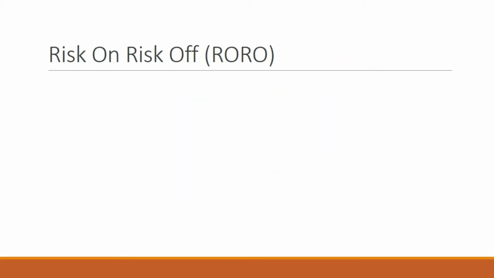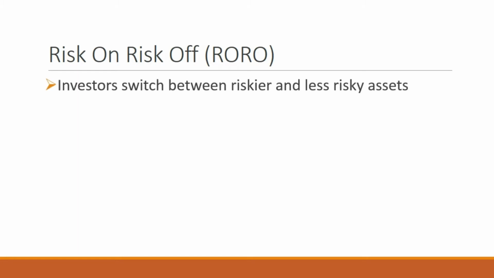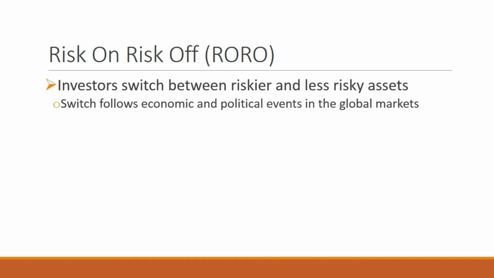One common measure of market sentiment is known as risk on, risk off, or RORO. With RORO, investors switch between riskier and less risky assets. When they're optimistic, they will invest in riskier assets. When they're pessimistic, they'll invest in less risky assets. The switch typically follows economic and political events in the global market. For example, announcements from central banks or commodity prices or announcements regarding China's economic growth are all sufficient to switch the market from a risk on to a risk off.